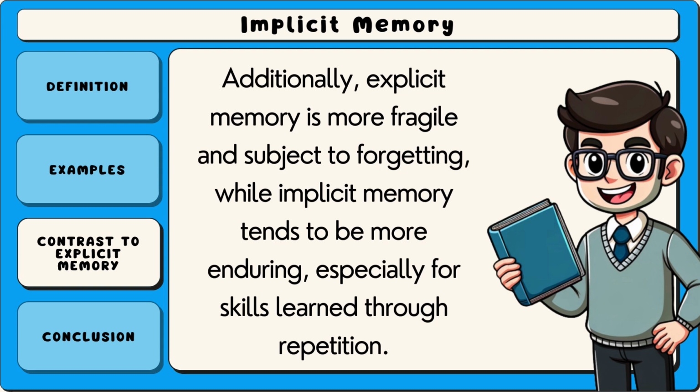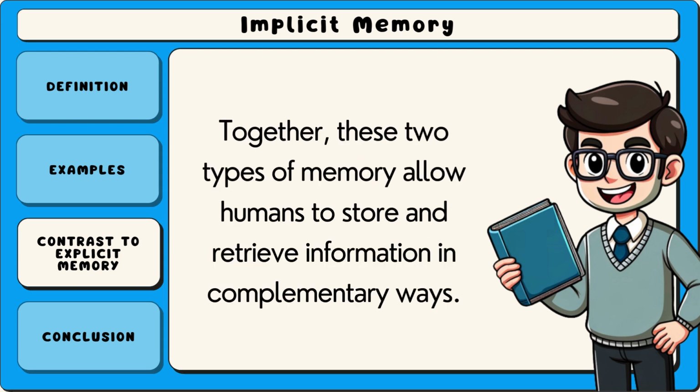Additionally, explicit memory is more fragile and subject to forgetting, while implicit memory tends to be more enduring, especially for skills learned through repetition. Together, these two types of memory allow humans to store and retrieve information in complementary ways.